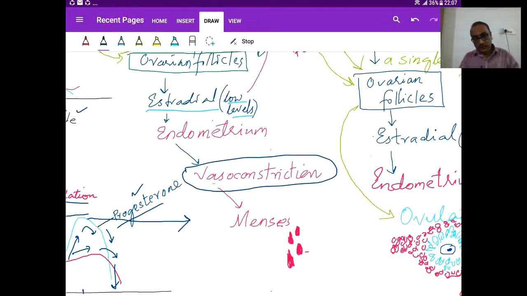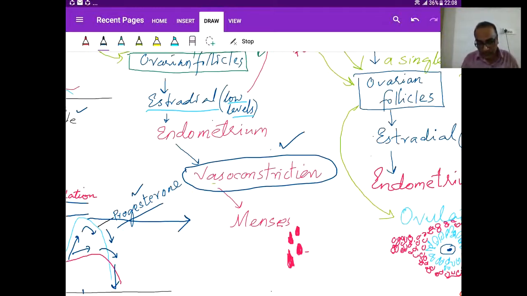vasoconstriction. The basal part of the endometrium is not lost, that is retained. Where the blood vessels enter the mucosa of the endometrium, at that point the blood vessels undergo constriction, vasoconstriction we call it, they become narrow, so reducing the blood flow into the endometrium further. Whatever blood remains in the arteries and veins in the endometrium, that only will be lost. No loss of extra blood from the body.